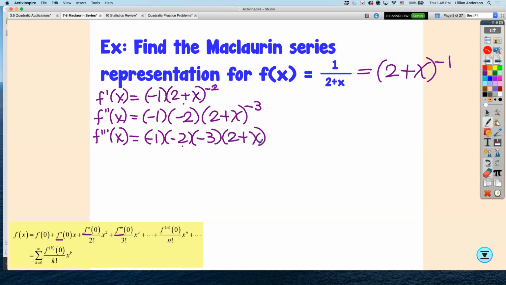Then 2 plus x to the negative fourth power, and realize that the plus dot dot dot means that we're continuing indefinitely, repeating this process, which means it's starting to form a pattern. If I were to keep going, in general, what would the nth derivative be?